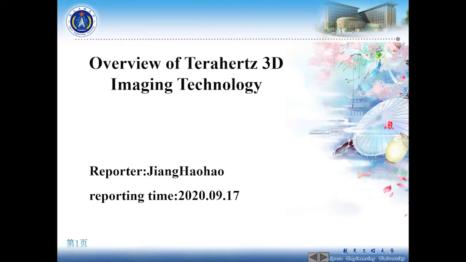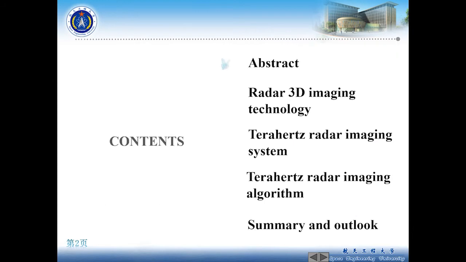Hello, my name is Jiang Haohao. The title of my paper is Overview on Terahertz 3D Imaging Technology. Contents: abstract, 3D imaging technology, terahertz radar system, terahertz radar imaging algorithm, summary and outlook.